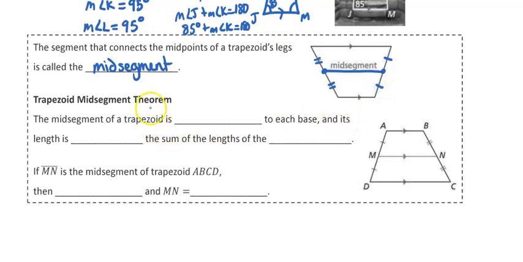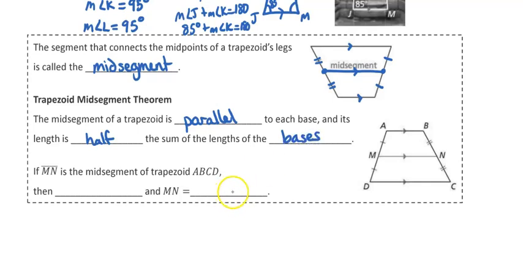So the mid-segment of a trapezoid is parallel to each of the bases. If these bases are parallel, the mid-segment is also parallel to each of them. We also know that its length is half the sum of the lengths of the bases.